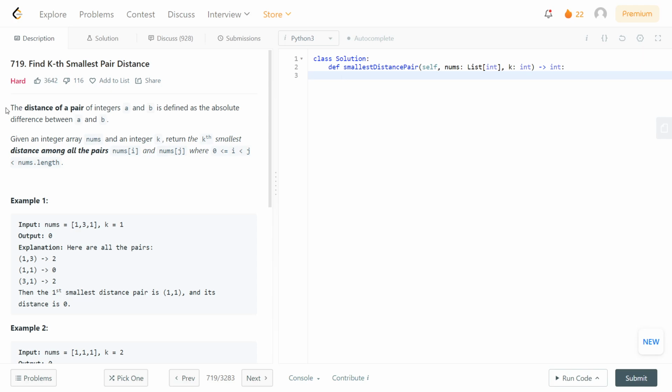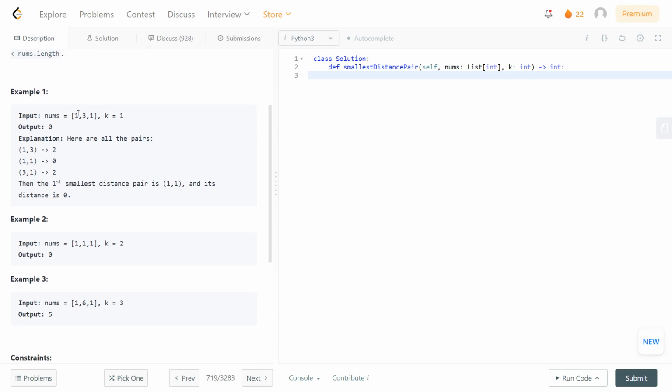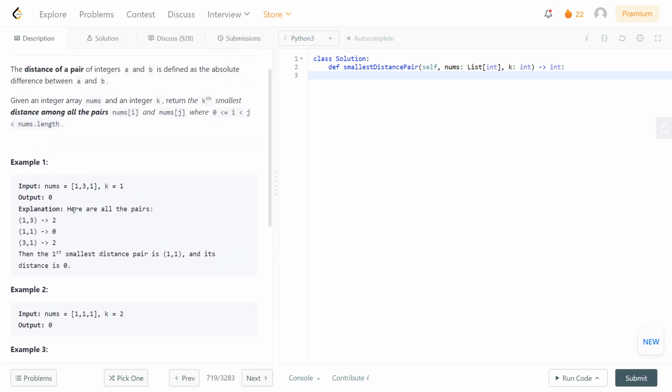And yeah, let's begin. The distance of a pair of integers a and b is defined as the absolute difference between a and b. Given an integer array nums and an integer k, return the kth smallest distance among all the pairs. Here we have 1, 3, 1, so 1 and 3, 1 and 1, 3 and 1, and the first smallest distance of a pair is 0.